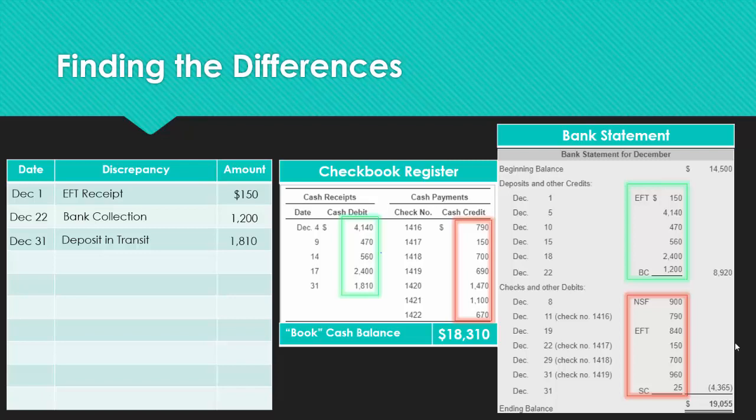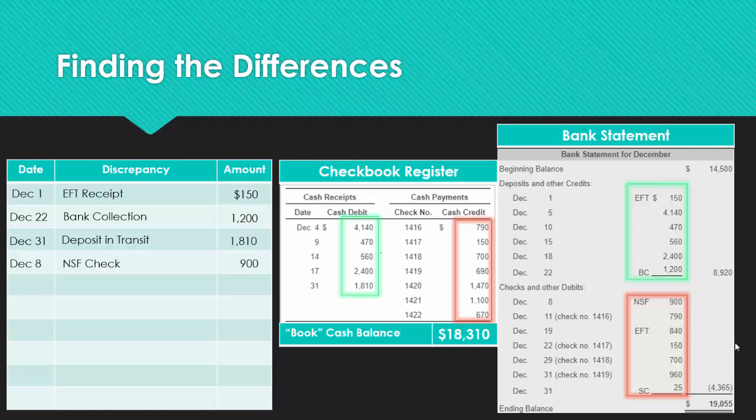Starting on the bank statement, right off the get-go, on December 8th, it says NSF 900. What is that? That is a non-sufficient fund check. Essentially, somebody paid us at some point. We thought the check was good, so we put the cash onto our books when they paid us, and then we deposited the check in the bank. And it turns out that check bounced. So we don't actually have that cash because whoever was paying us didn't have enough cash to make that check good. So we have to note that discrepancy. So we're going to have an NSF check discrepancy for 900.